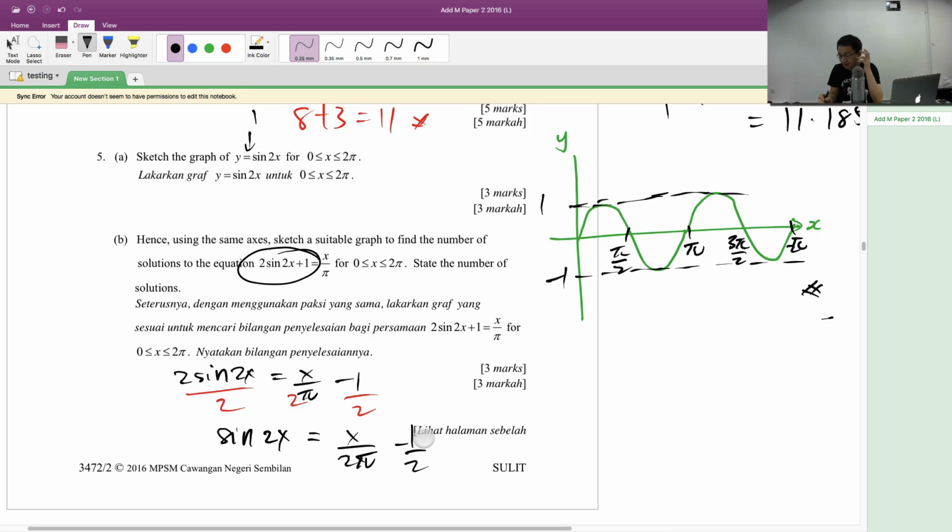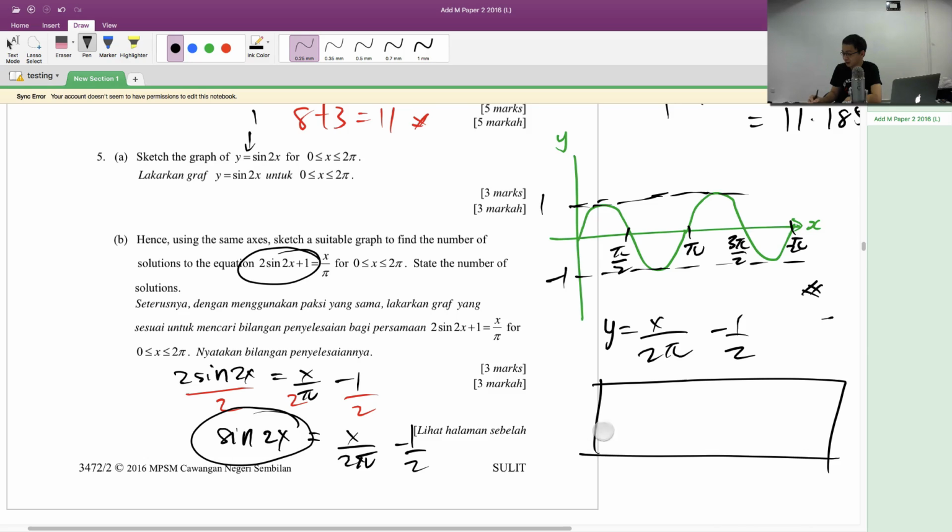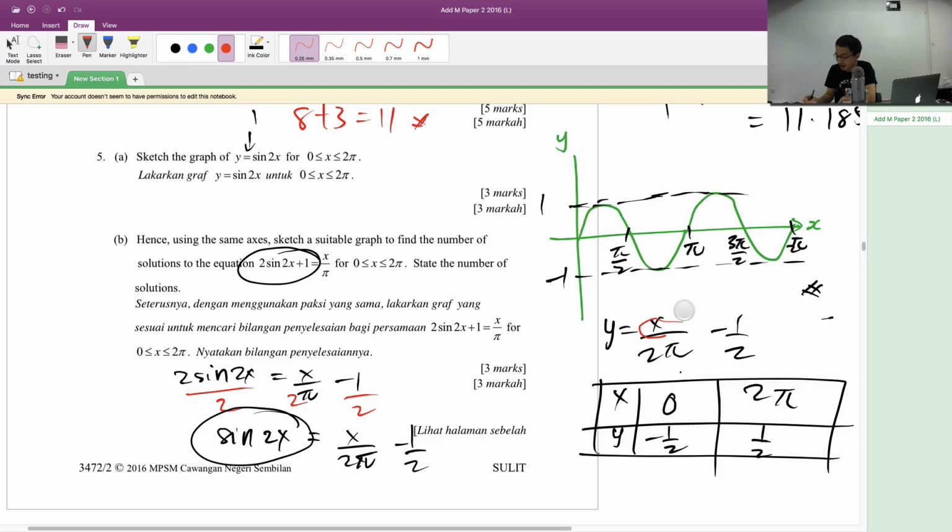Then what I do next is they ask you to sketch the graph, so you need to have the y. Your y equals sine 2x, right? So I can say y equals x over 2 pi minus half. Then I will sketch the graph. This one is a straight line. To make it faster, first I make x equals 0, y equals -half. Then x equals 2 pi. Just imagine 2 pi over 2 pi is 1, 1 minus half is positive half. This is a straight line because x is to the power 1.